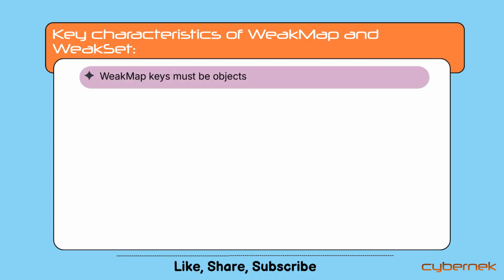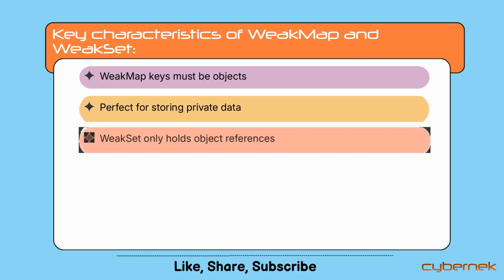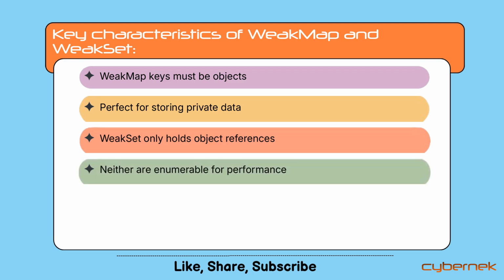Key characteristics of WeakMap and WeakSet. WeakMap keys must be objects and don't prevent garbage collection. Perfect for storing private data or metadata associated with objects. WeakSet only holds object references, not primitive values. Neither WeakMap nor WeakSet are enumerable for performance reasons.